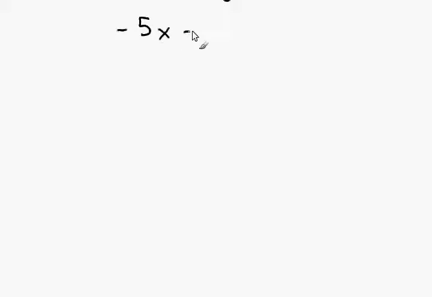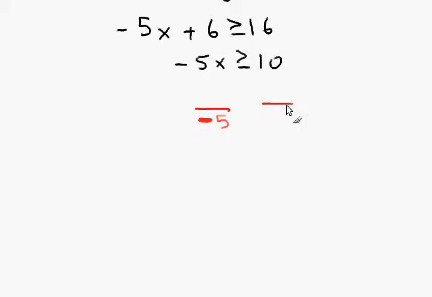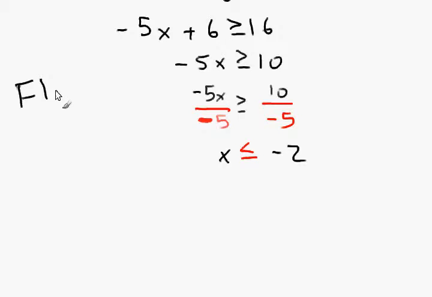Minus 5x plus 6 is greater than or equal to 16. Minus 5x is greater than or equal to 10. Now, we'll divide both sides by -5. These cancel out. We're just left with x, and we've got to flip the inequality. x is less than or equal to -2. And you have to flip whenever you divide by a negative.